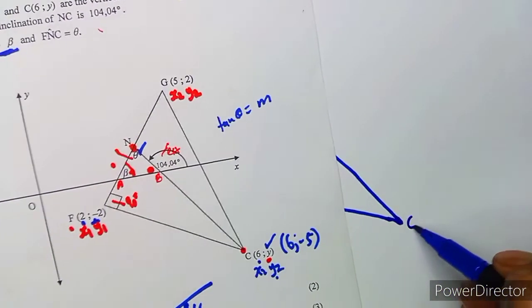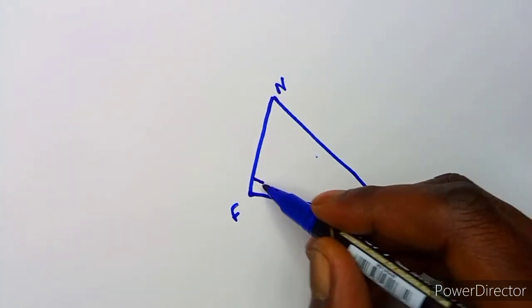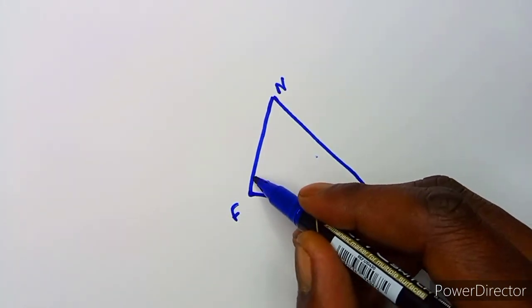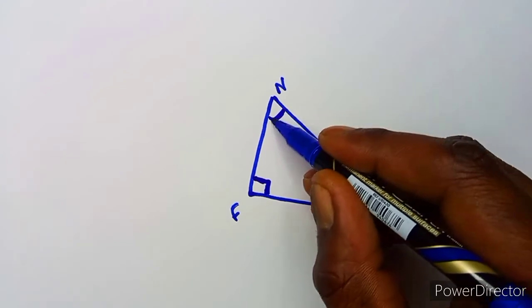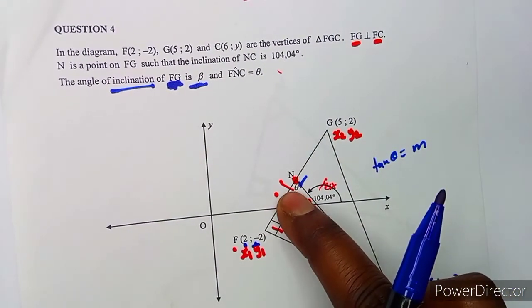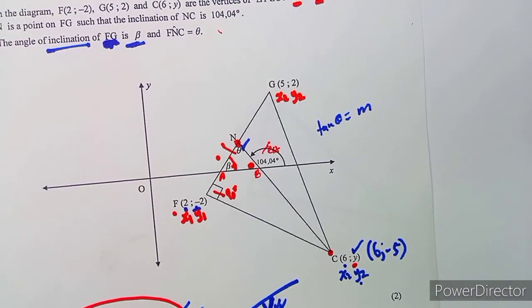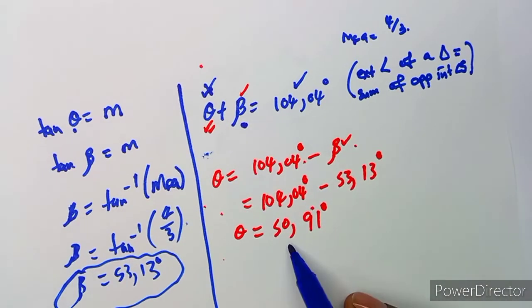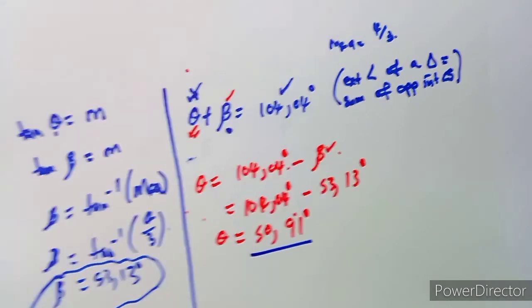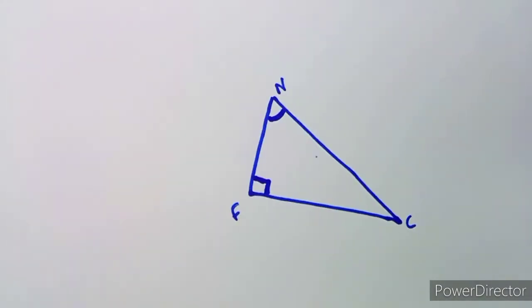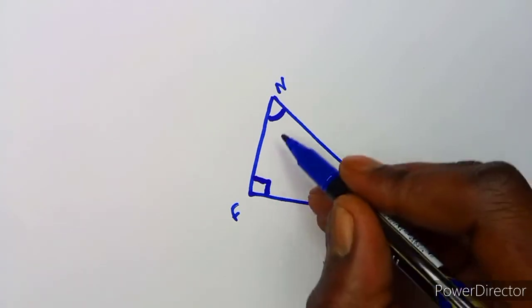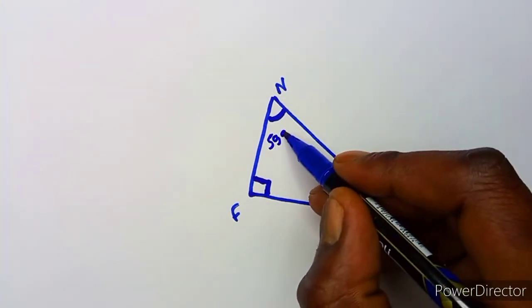In this case, I want you to see what is going to happen here. This is 90 degrees, and we calculated this angle N, the one that we just calculated, which is 50.91. So it's the one that I'm going to use there, which is 50.91.